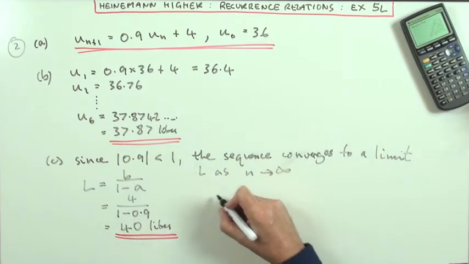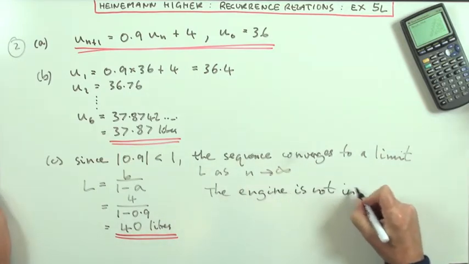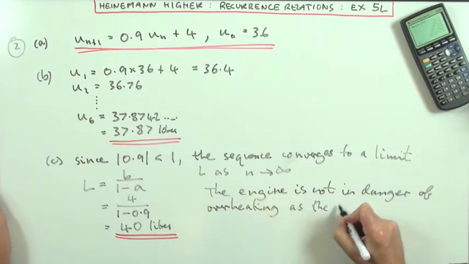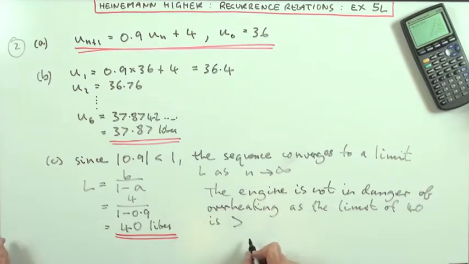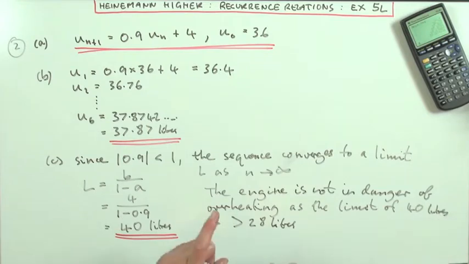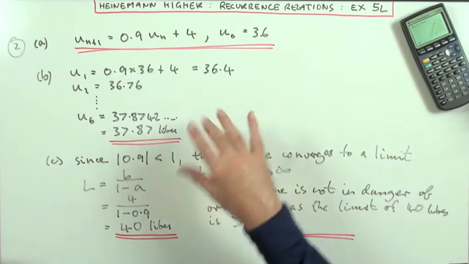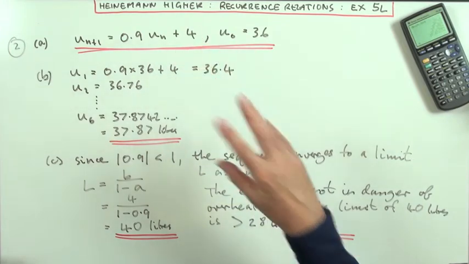So the answer is, the engine is not in danger of overheating, as the limit of 40 is actually greater than 28 litres there as well. So I suspect maybe there was a mistake here, because that was going up and not down. Maybe that should have been a 3 then to make it go down the way.